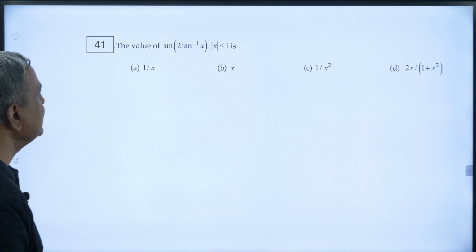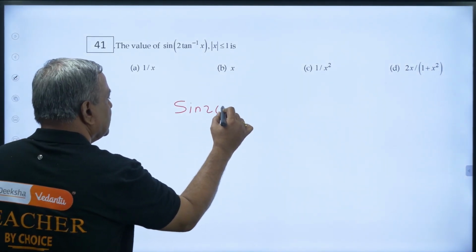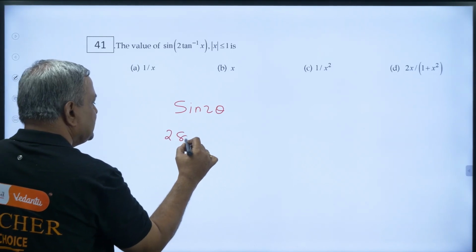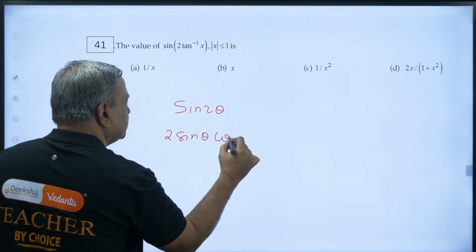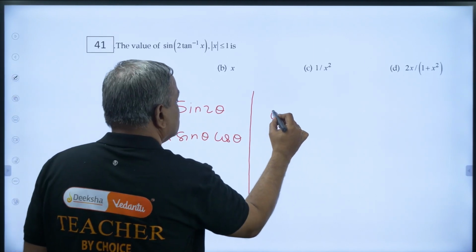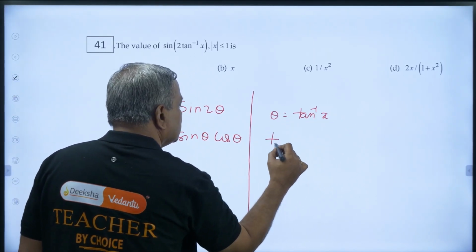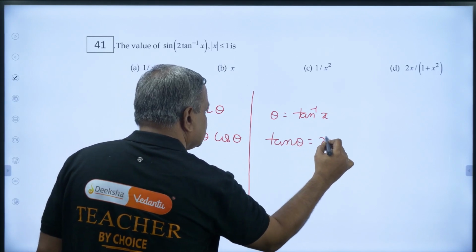Sine of 2 tan inverse x. It is like sine 2 theta, 2 sine theta cos theta. So theta is equal to tan inverse x. So tan theta is equal to x.